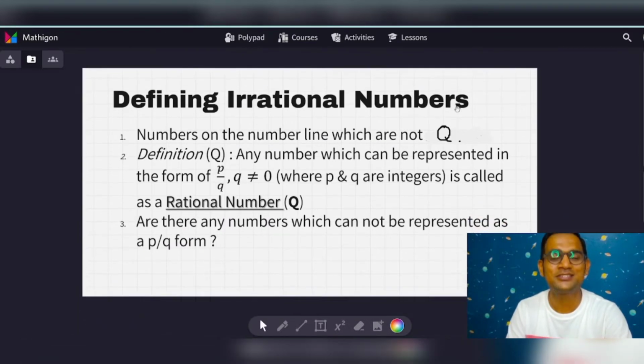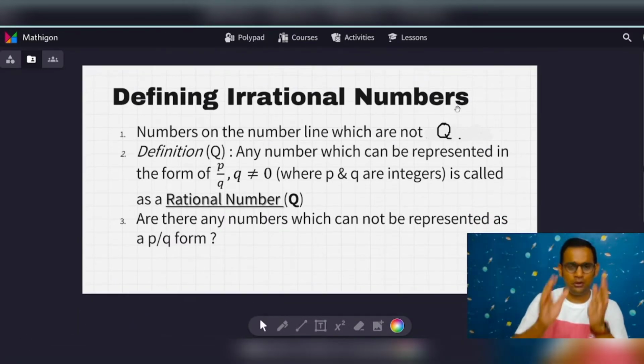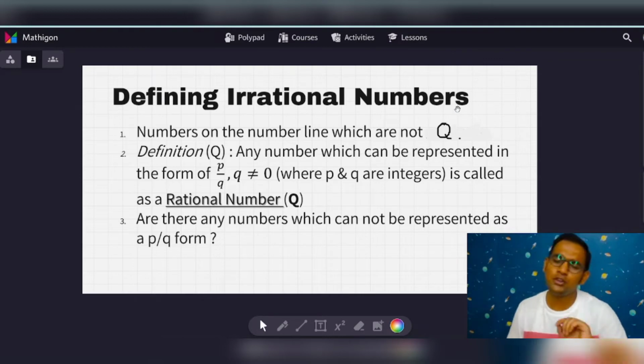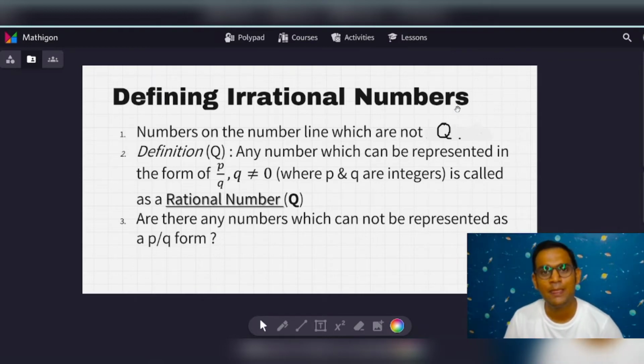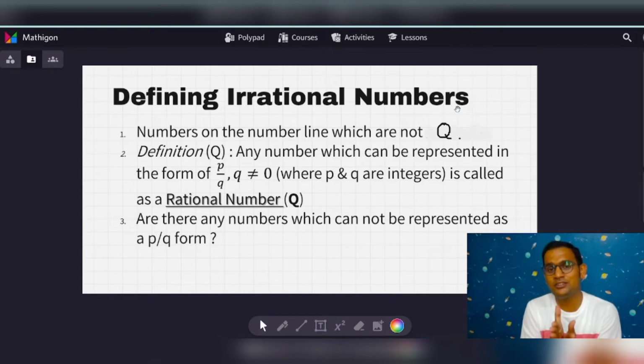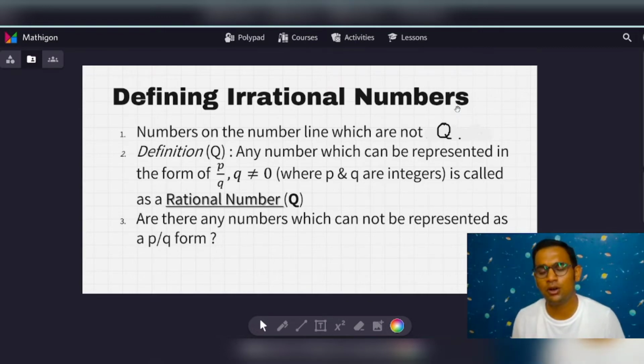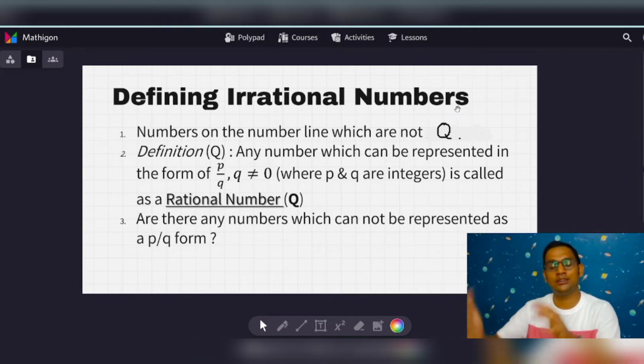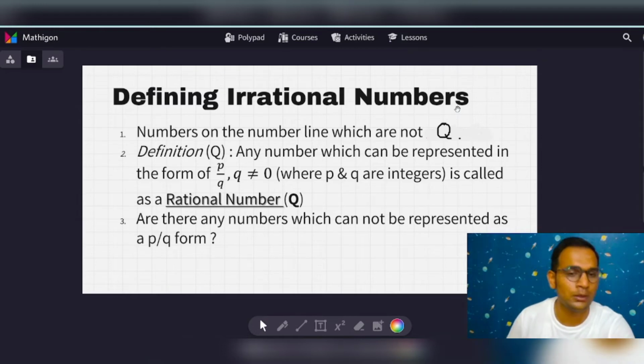So let's start defining irrational numbers. In this video, we will focus mostly on defining irrational numbers, and there will be two definitions we will be discussing. Number one is based on the definition of rational numbers that we gave, and the second definition is about decimal expansion. Let's get into them one by one.